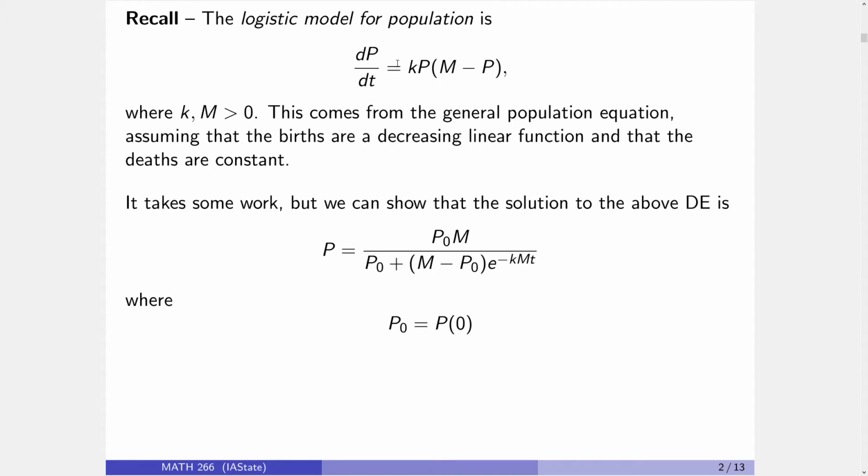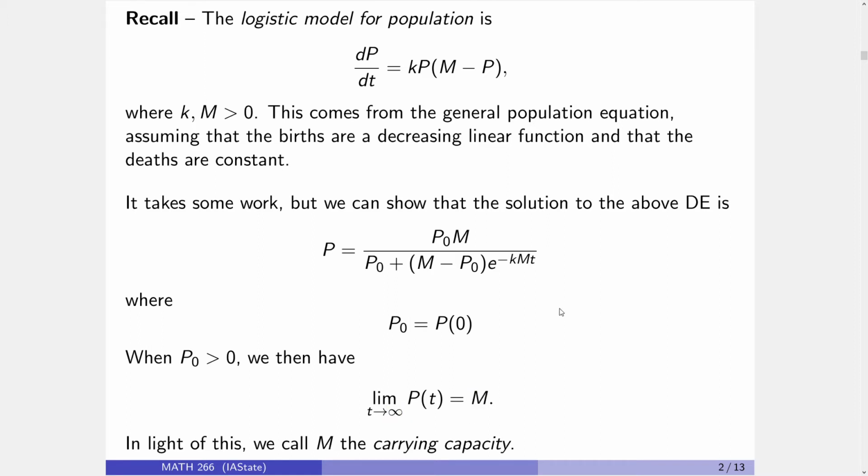All right. So we noted that it takes a bit of work, but you can prove the solution to this differential equation. Note it is a separable DE, so it can be solved, but it is a particularly involved one. The solution cleans up like this, where P naught is the initial amount of the population. And the main feature of the logistic model is that the limit of this as we go off to infinity is going to equal m. And thus we called m the carrying capacity.